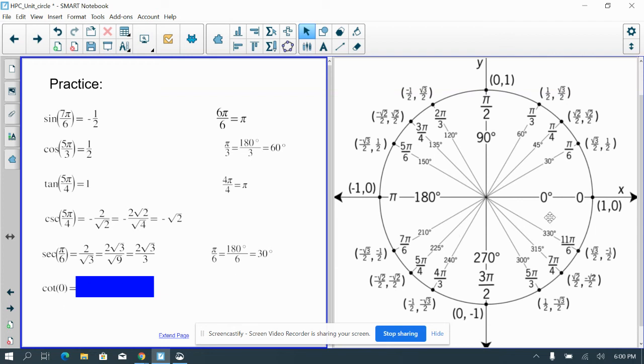Cotangent of 0, well, here's 0 radians, and cotangent is tangent flipped over, so it's x divided by y. Cotangent is x divided by y, and x is 1, y is 0. Well, 1 divided by 0 is undefined.